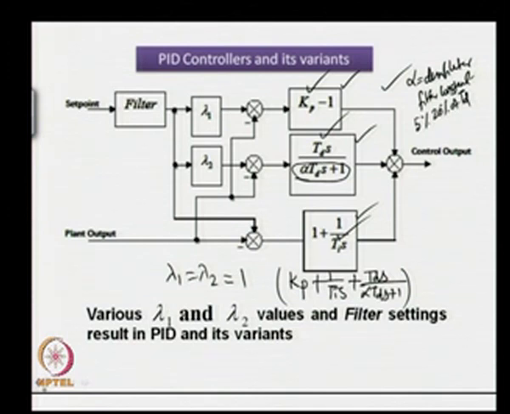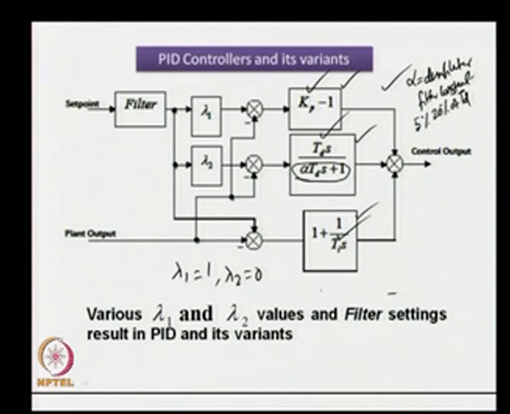Now, when lambda 1 equal to 1 and lambda 2 equal to 0, we get a PI controller, which can be given as K p plus 1 upon T I s. So, all combinations can be obtained with the setting of various lambda 1 and lambda 2 values. Now, the scheme has got a set point filter as well. So, using proportional, derivative and integral control actions and the derivative set point filter, it is possible to obtain a variety of control actions from this scheme.